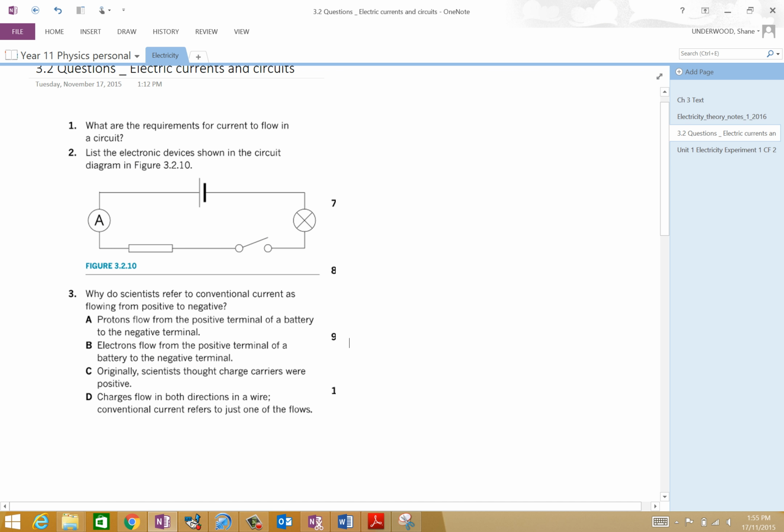Okay, so we're off. Question 1, what are the requirements for current to flow in a circuit? Daniel, you might be able to... There's got to be a closed switch. A closed... Well, we call it a closed switch. We might call it a closed path, wouldn't we? Yeah, right. A closed path for electricity, which really is the flow of electrons, isn't it?